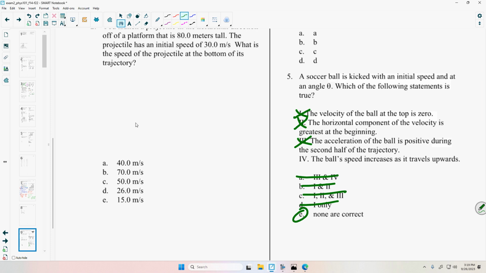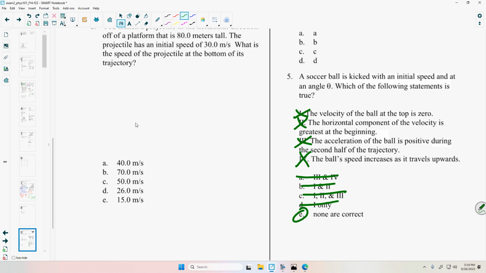But for number 4, the ball's speed increases. In the x direction, it's constant, but as it goes up, it actually slows down in the y direction. So 4 is not right either. The ball's speed does not increase as it travels upward. In fact, it decreases as it travels upward.